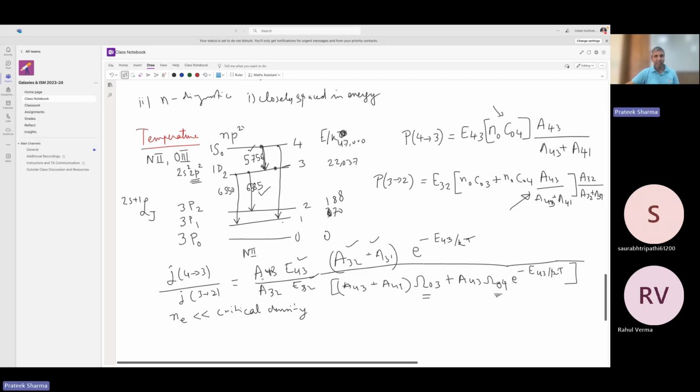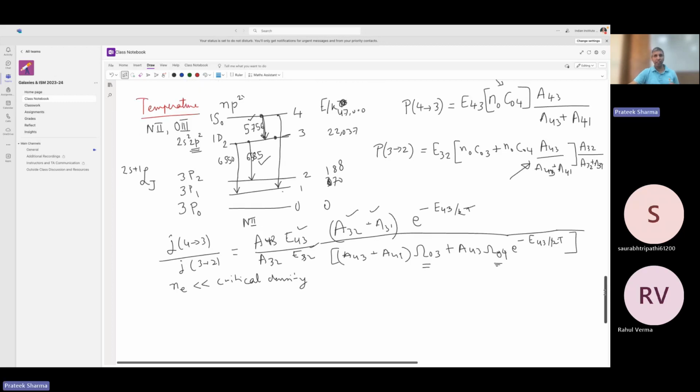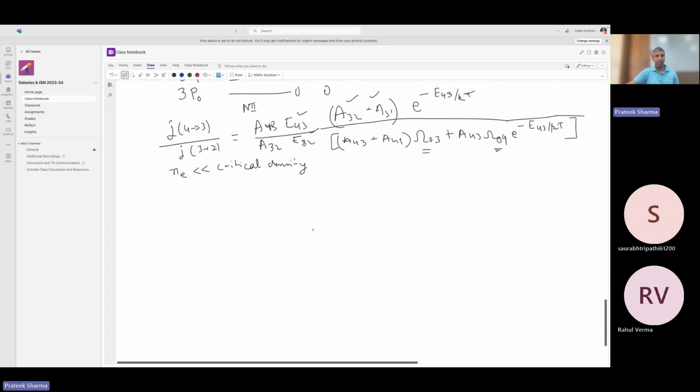And that's actually true for these lines. The critical density is like 10 to the 5, 10 to the 7 particles per cc, which is much higher than typical densities that you encounter. So this is about temperature diagnostics. For the density diagnostics, I don't really have much time, so I'll just tell you the idea.